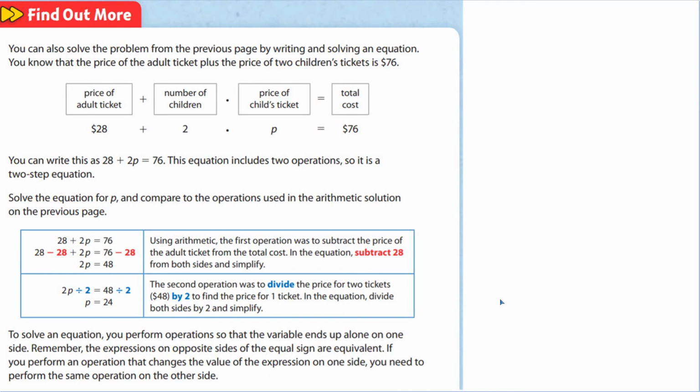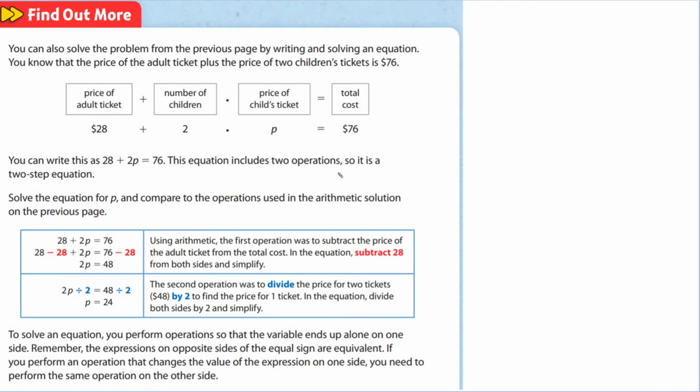But let's look at this. You know that the price of the adult ticket plus the price of two children's tickets is $76. So look how they wrote that. The price of the adult ticket is $28 plus the number of children, which is 2, times the price of a child's ticket. Can you guys see that? All of them combined should equal $76. Okay? You can write this as 28 plus 2 times p, 2p, equals 76. All of these equals 76.